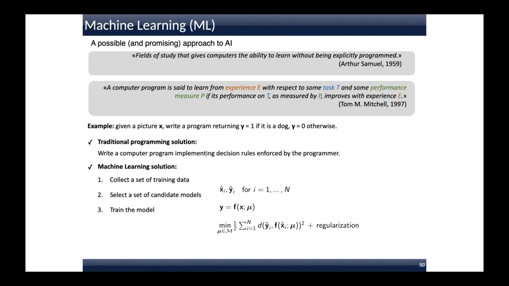Then, this is very important, you have to select a set of candidate models. The way you want to express Y, which is the solution, as a function of X, which are the input data. And here, you take the liberty of inserting parameters that are there to train the model. The training of the model is made by a minimization principle. You want to minimize the discrepancy between what has been predicted and what is the truth, right?